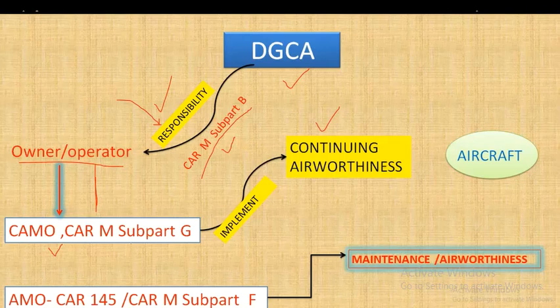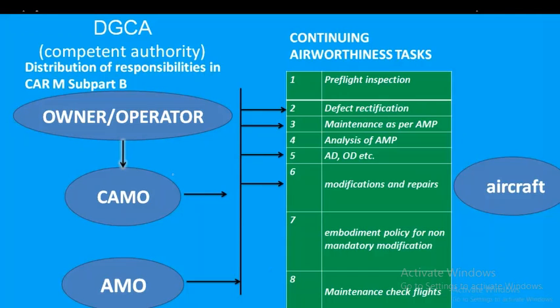The CAR subpart G KMO organization implements, monitors or manages the continuing airworthiness of the aircraft, and the maintenance organization keeps the aircraft in an airworthy state. This is clear in this picture. DGCA mentioned all the responsibilities in subpart B for the owner or operator. Remember this. If you understand this, you will independently study that CAR subpart B. Nothing is difficult.